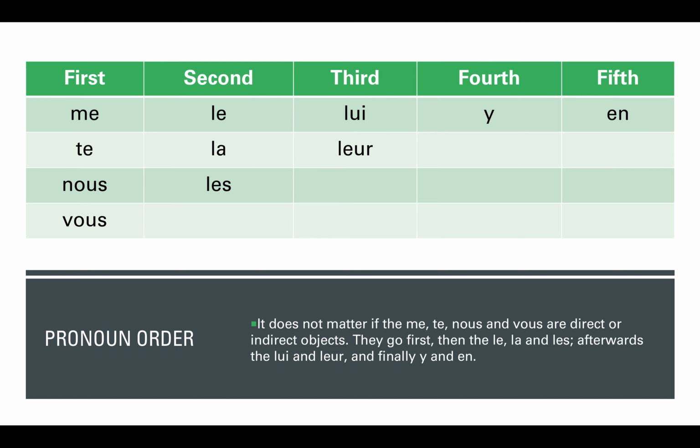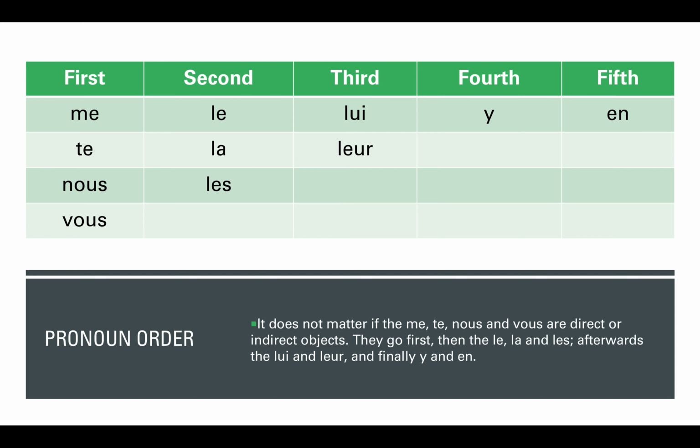Here's a great chart for us. You only care about first, second, and third at this point. And this is the direction that your double objects are going to go in. The me, te, nous, vous goes first. We don't care if it's direct or indirect, but they go first. Okay? The second, le, la, and les. And the third is going to be lui and leur.